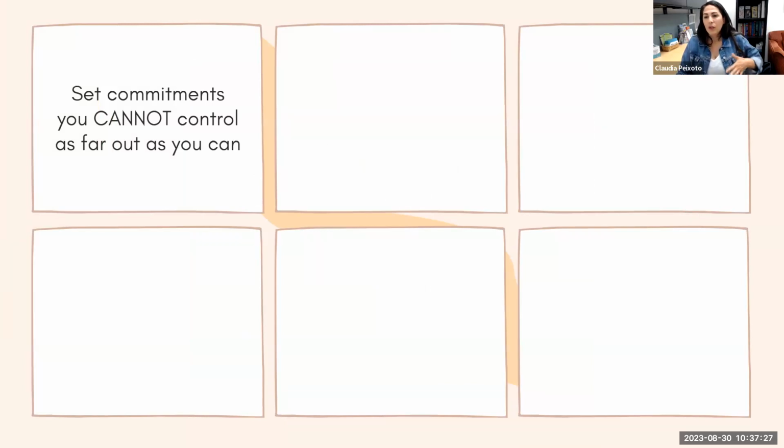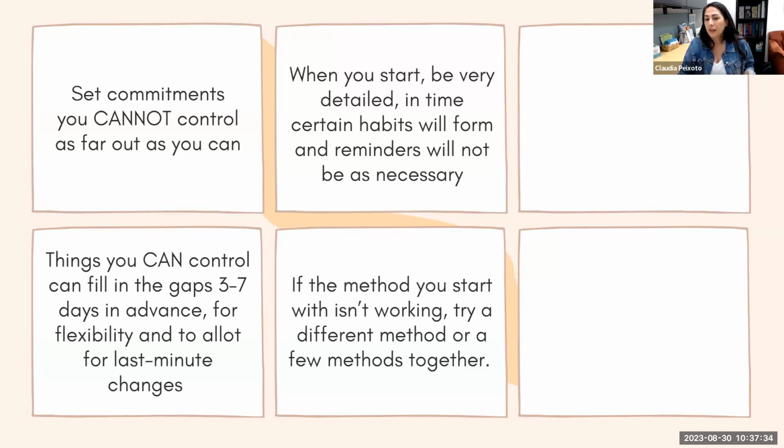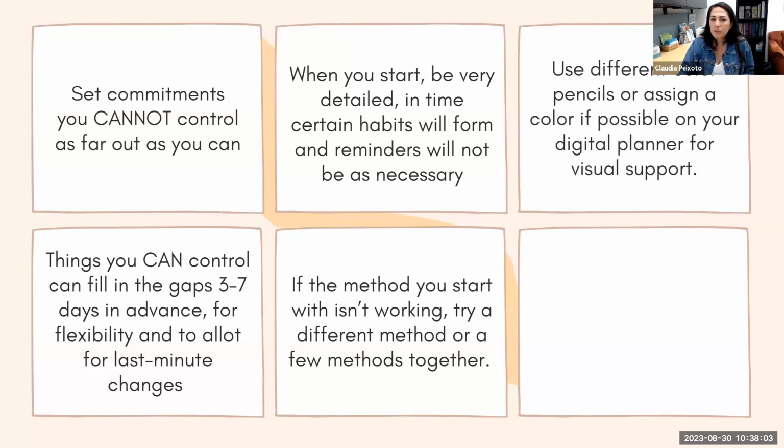And then again, the video really talked about this, so I won't go into too much detail, but setting those commitments as far out as you can that you can't control, filling in the gaps, as I mentioned. When you start, you can be very detailed with certain habits so that you can build on them. And then if one method when you're starting doesn't really work out, or you're finding that it's difficult to keep up with, then you can always change that method. You can try a few together. So if maybe you put just certain things on your phone, but you still use a paper planner for everything, you can mix up how you use it.